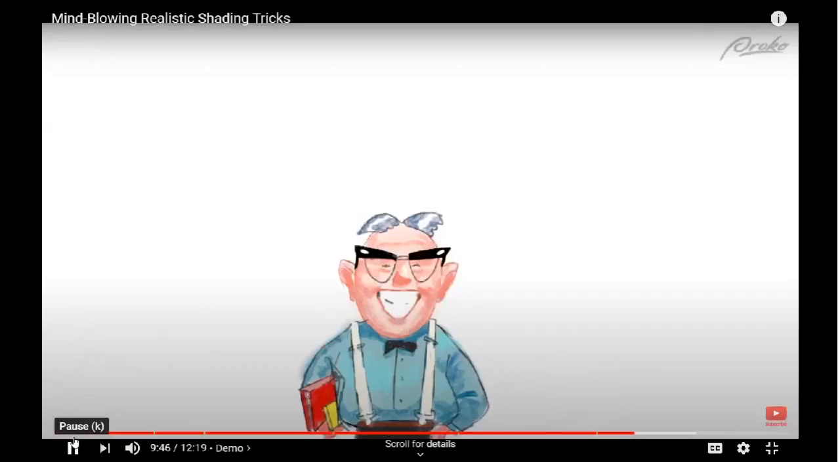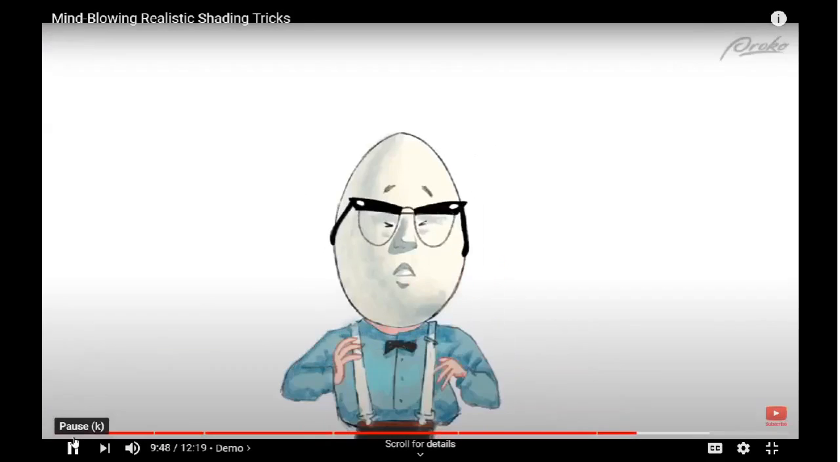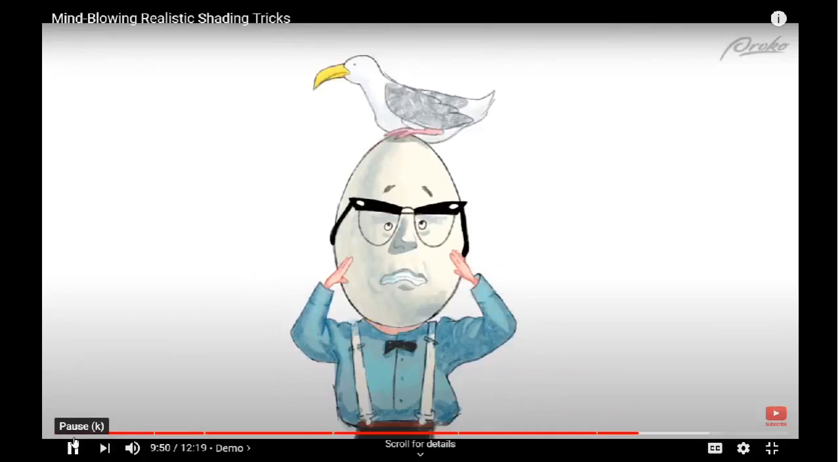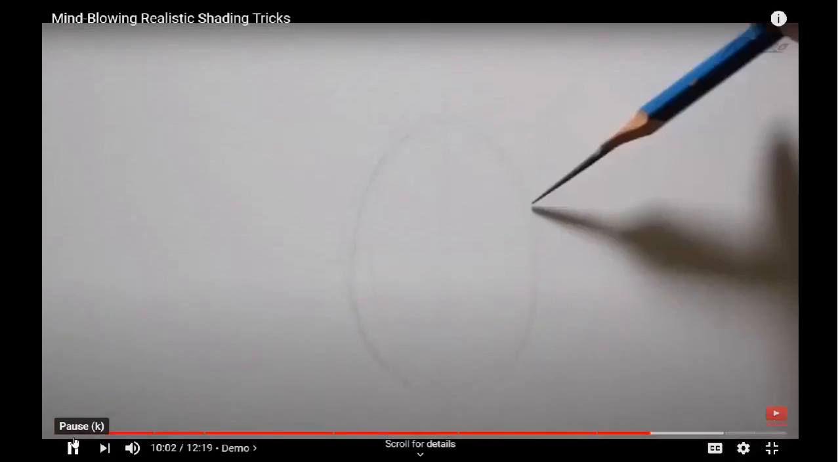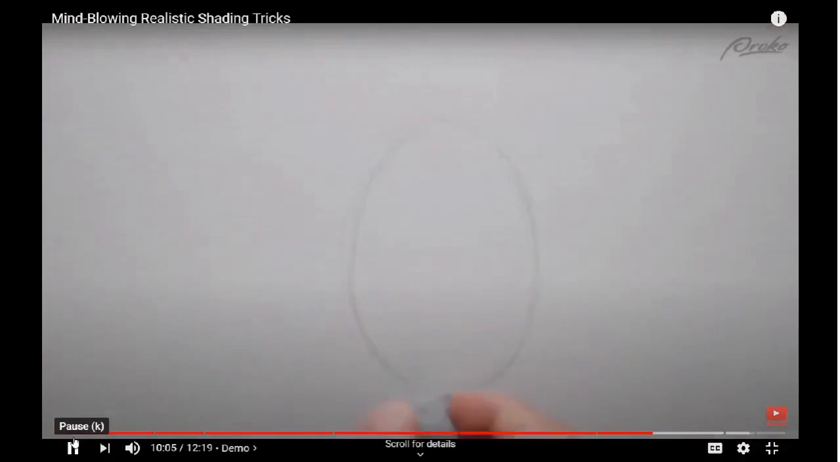A head is, in essence, an egg shape. If you can't shade an egg well, you won't be able to shade a head well. So let's build a strong foundation and draw an egg. You can follow along. Begin with an oval. It doesn't have to be perfect, but keep your lines light.